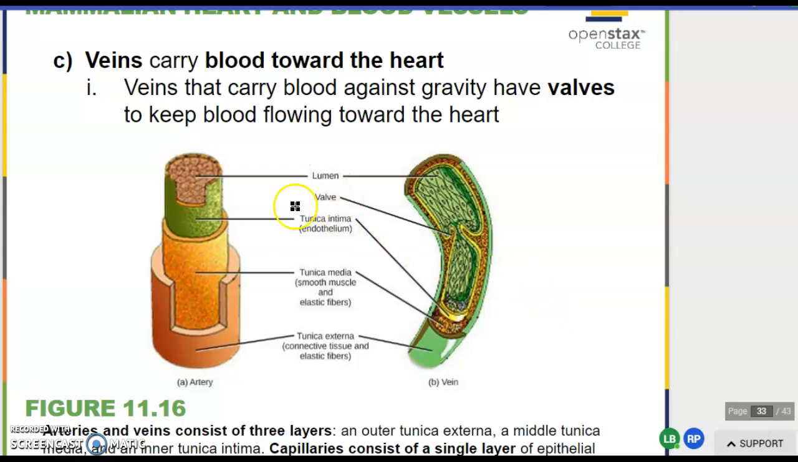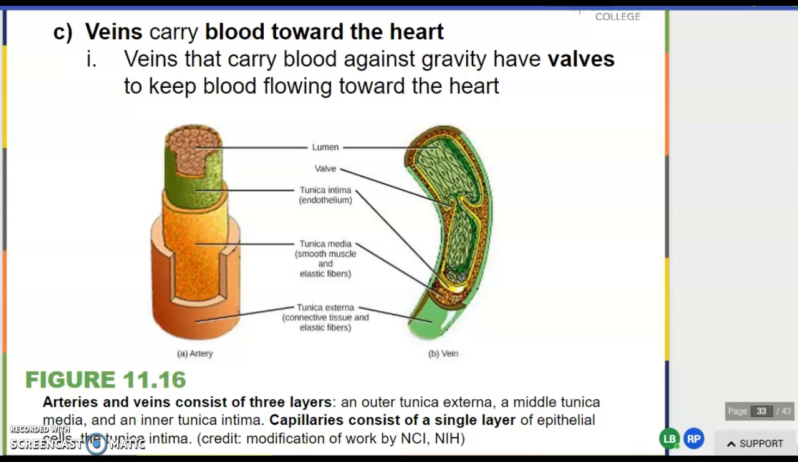I don't care about these details. I think that's way more details than we need. Veins that carry blood against gravity have valves. You have tons of valves throughout your vein system.